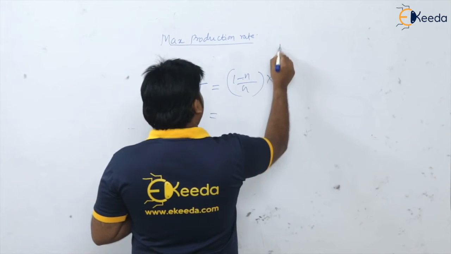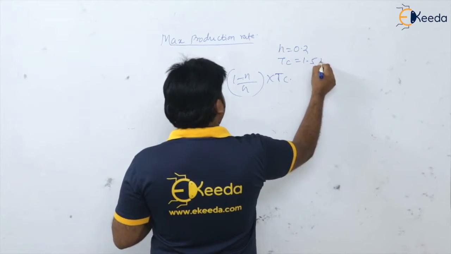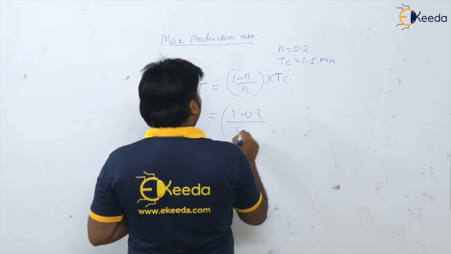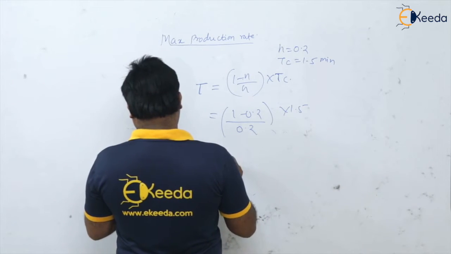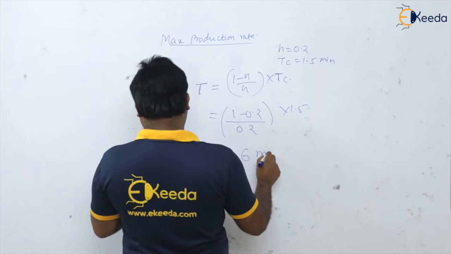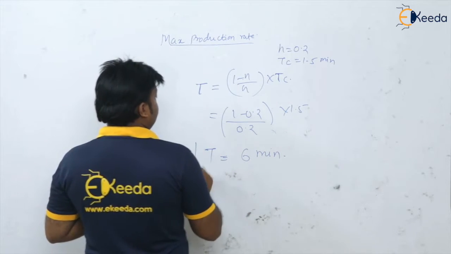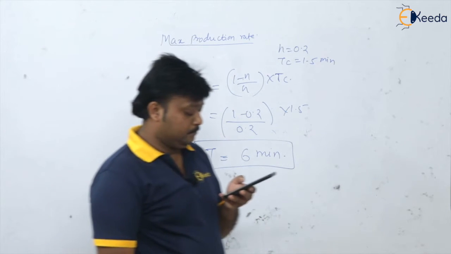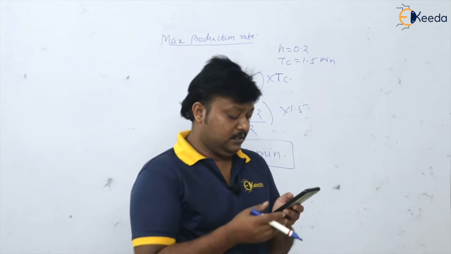So n is how much? 0.2, and tool changing time is how much? 1.5 minute. Put your values: (1 minus 0.2) divided by 0.2, into 1.5. So you are getting around 6 minutes. So T will be what? 6 minutes. Tool life will be 6 minutes. So very easy. So you have to write the answer there. This is AME 2014 question.